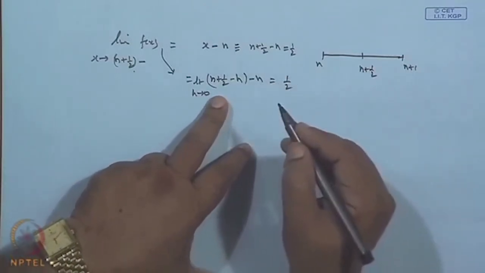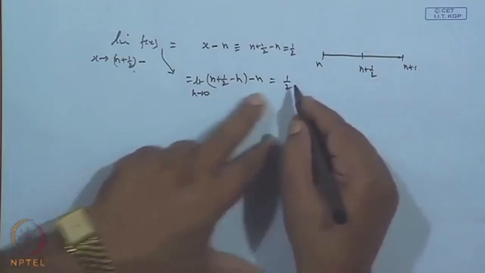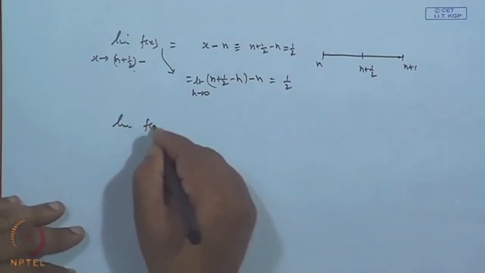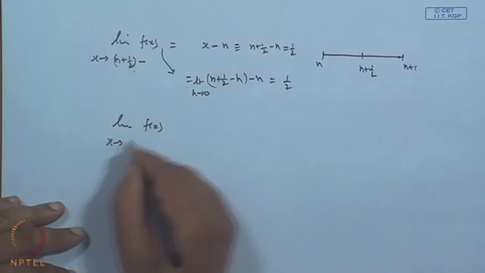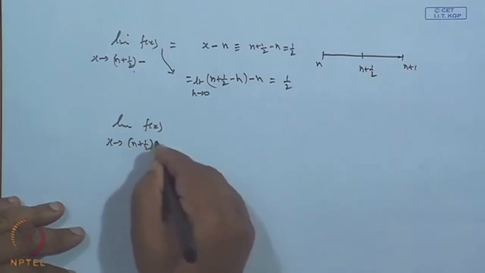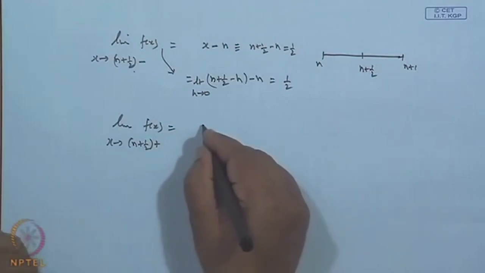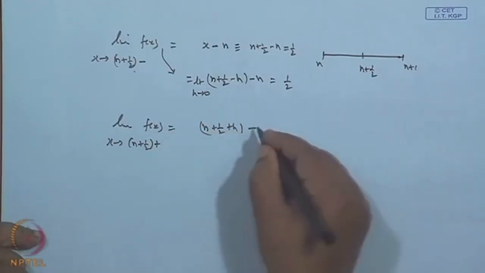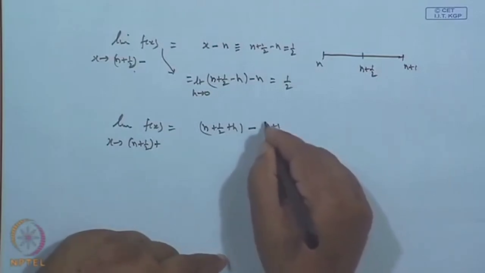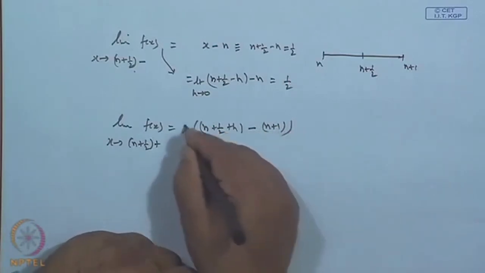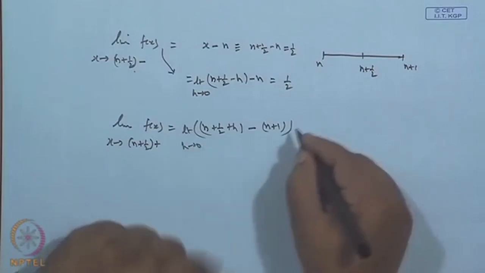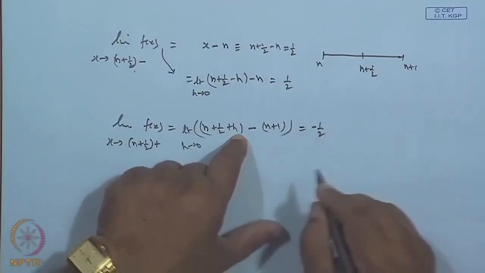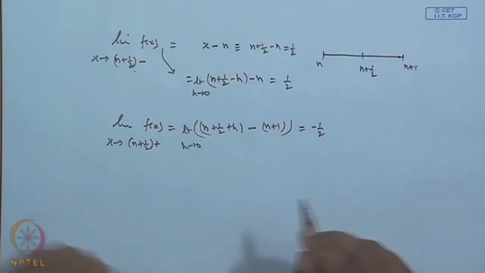So when you are choosing the limit from the negative side, the value is coming to be plus 1. Then when you are taking the limit of this function f(x) when x tends to n plus half from the positive side, this will be equal to what? n plus half plus h minus, the next term will be n plus 1. This term will be subtracted, and taking the limit h tends to 0, minus n will go and basically it will come out to be minus 1.